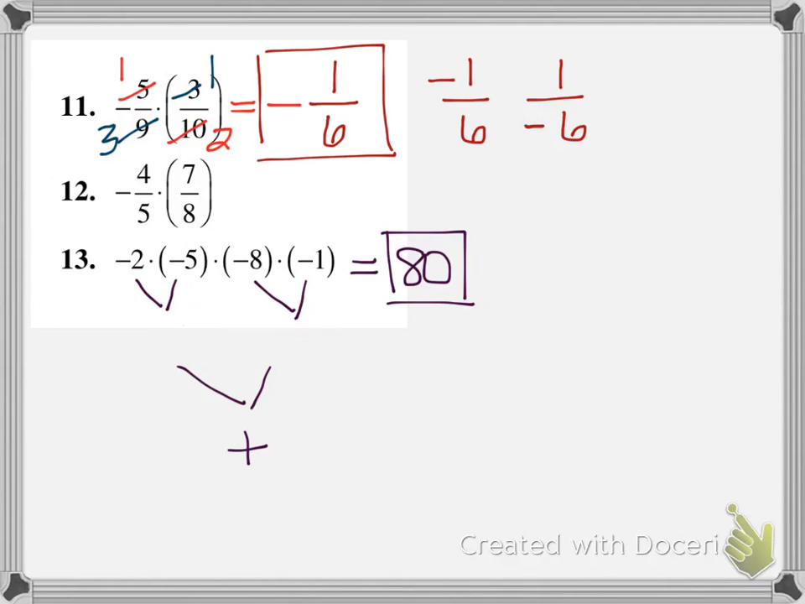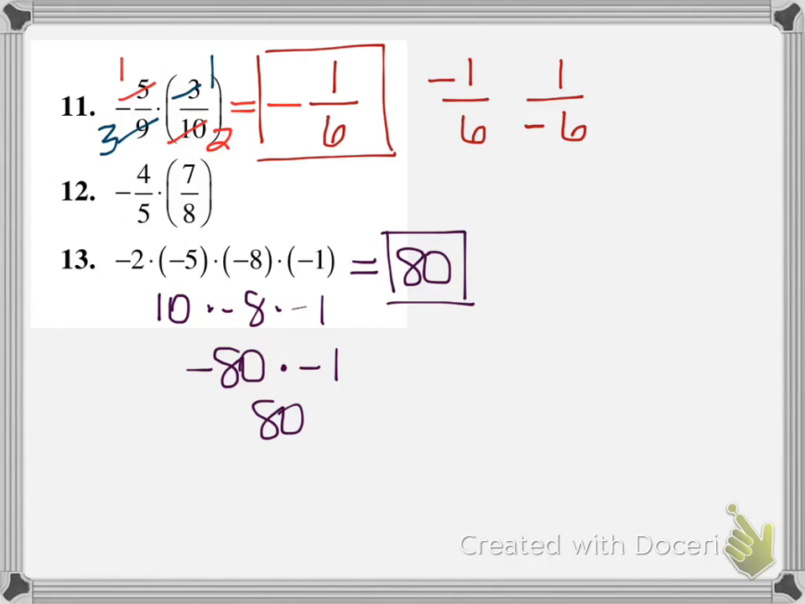Now instead of grouping them, which I did, and you can do that in multiplication, you could just multiply left to right. So negative 2 times negative 5 is a positive 10. 10 times negative 8, and then times negative 1. 10 times negative 8 would be negative 80, times negative 1, and negative 80 times negative 1 is positive 80. So when you're multiplying, it doesn't matter in what order you multiply.